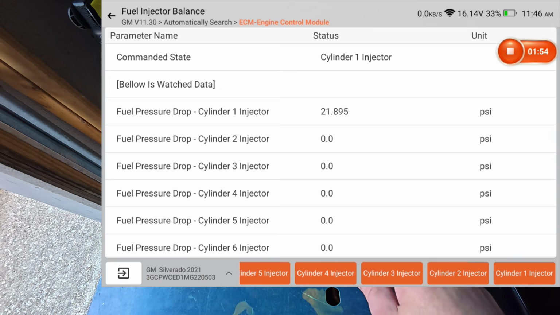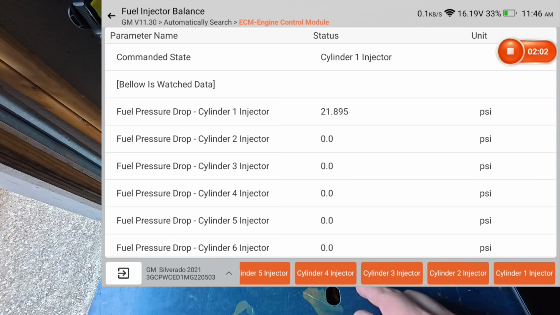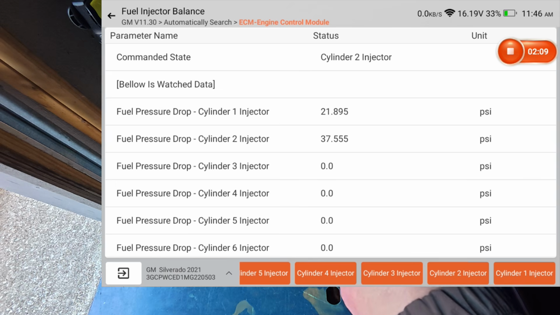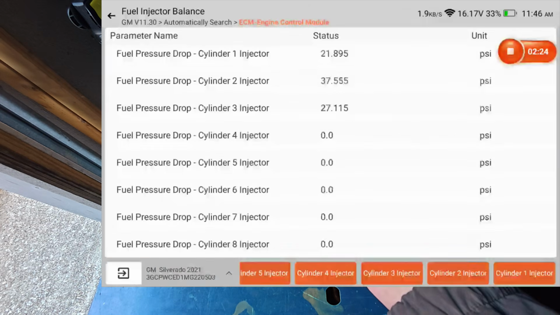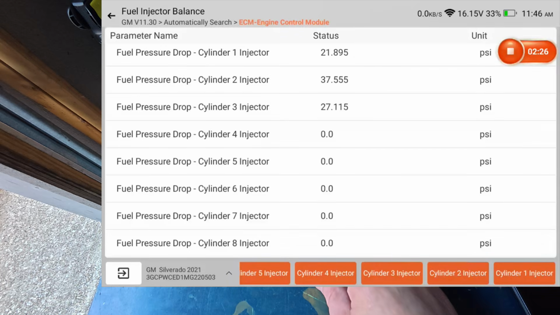We're going to do cylinder number 2. I do like to wait 10 or 15 seconds, let the vehicle stabilize, let the fuel pressure in the fuel rail stabilize. We're going to hit cylinder number 2. That one's 37.55. I usually round up or down. So like 21, I just call that 22. 37, that would be 38, I guess, or 37 and a half. We'll do cylinder 3. You're going to go through all 8 cylinders. Now, don't worry about why some of them are lower. I'm going to get into that here in just a minute.